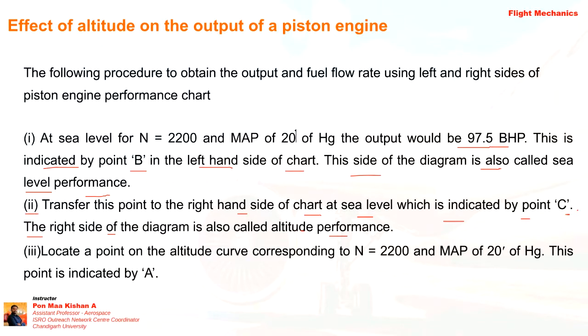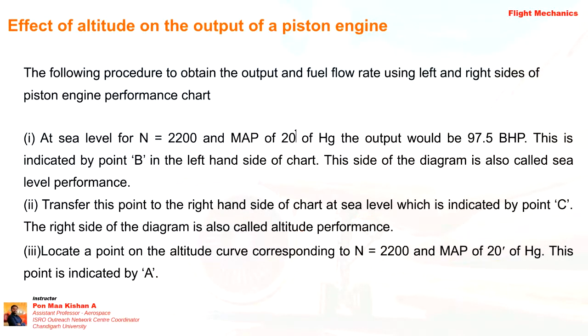So locate a point on the altitude curve corresponding to N 2200 and manifold air pressure, that is 20 inches of mercury. Okay, so this point is indicated by A. So in the altitude performance chart, for the speed of RPM of 2200 and manifold pressure of 20 inches of mercury, we have to find and mark the intersecting point as A.